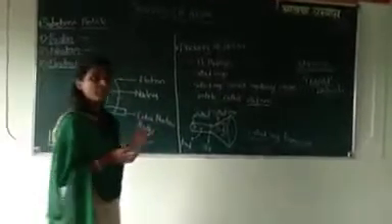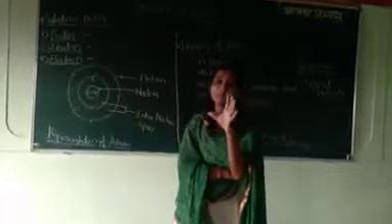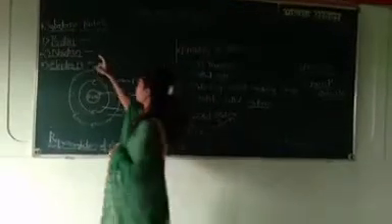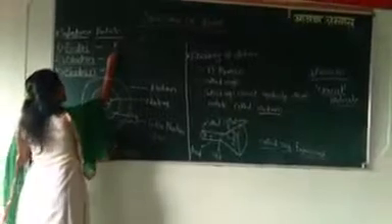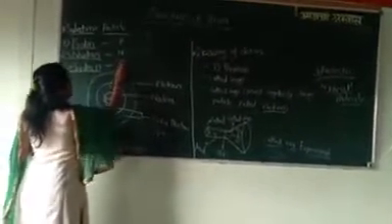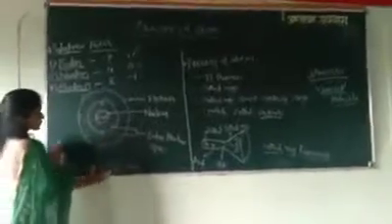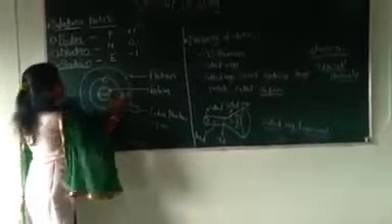After some time, at the end of the 19th century and early 20th century, subatomic particles like proton, neutron, and electron were discovered. Proton is represented as P, neutron as N, and electron as E. Proton has charge +1, neutron has charge 0, and electron has charge -1. This is the representation of an atom.